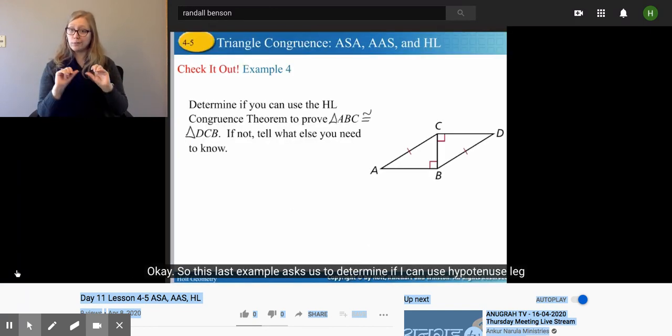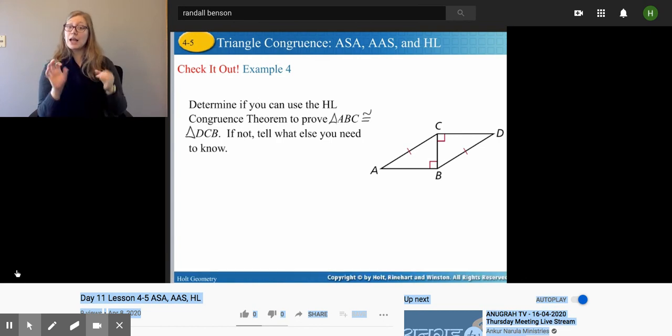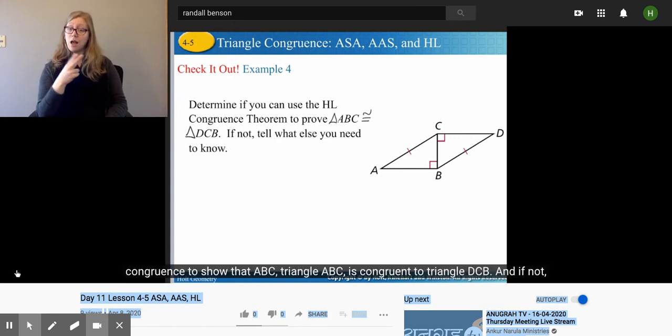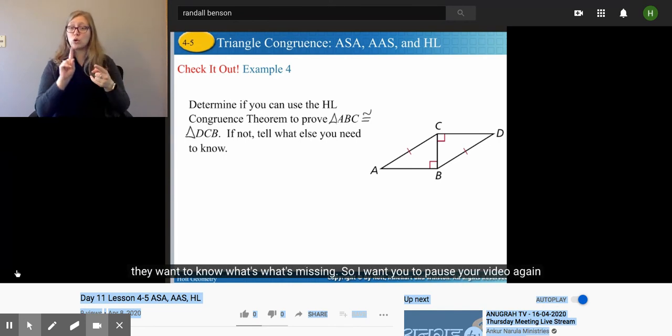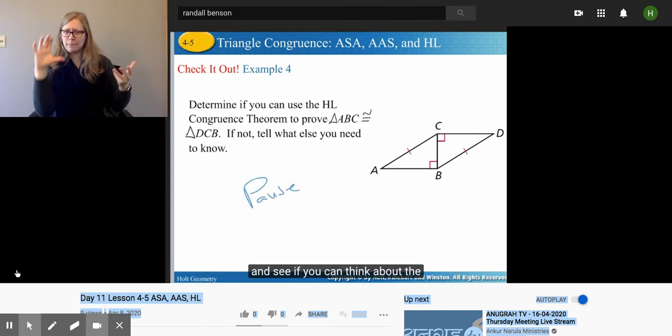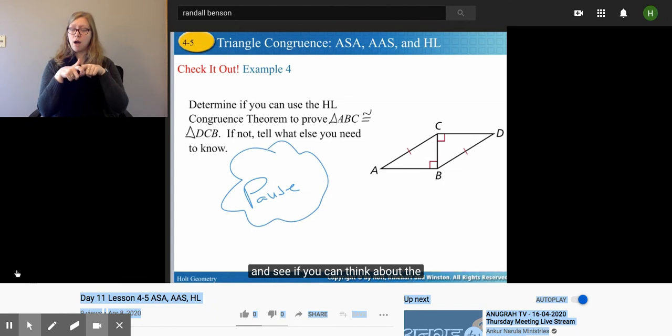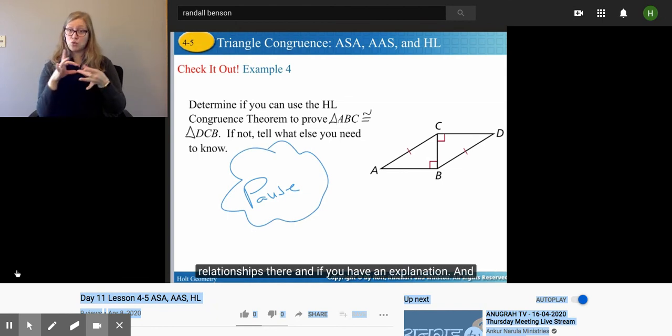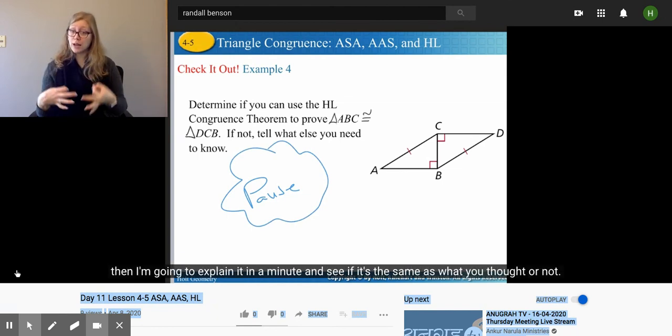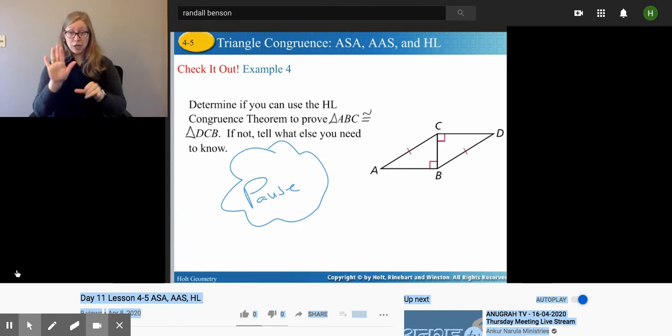Okay, so this last example asks us to determine if I can use hypotenuse leg congruence to show that triangle ABC is congruent to triangle DCB. And if not, they want to know what's missing. So I want you to pause your video again and see if you can think about the relationships here and if you have an explanation. And then I'm going to explain it in a minute and see if it's the same as what you thought or not.